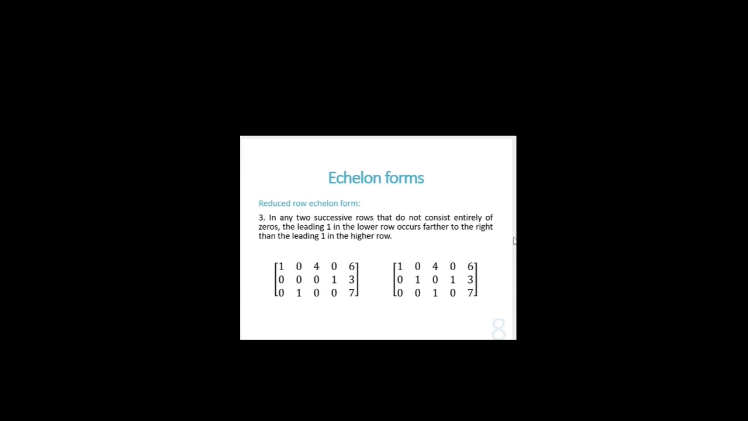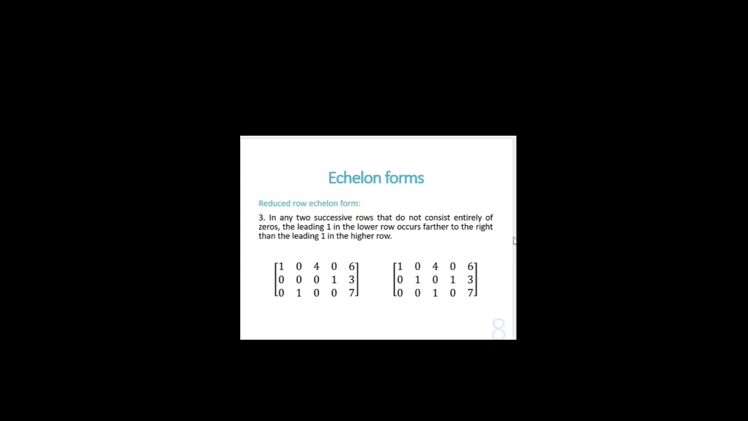Here, property 3: in any two successive rows that do not consist entirely of zeros, the leading 1 in the lower row occurs farther to the right than the leading 1 in the higher row. What about that first one? Yeah, so that third row needs to be interchanged with this one, doesn't it? Saying all of your leading 1s, if they're in a lower row, they need to be further to the right. So here's your leading 1 here. This one is out of order because your next leading 1 is in this position. So this needs to come up to the second row.